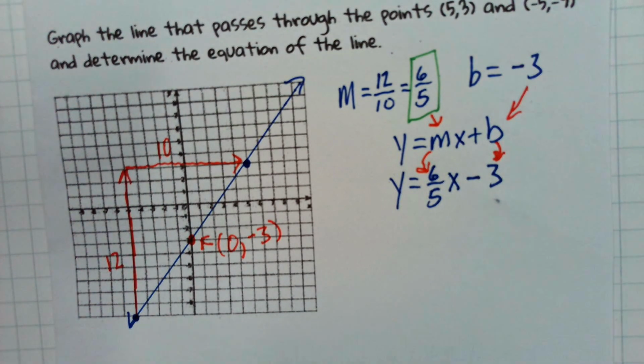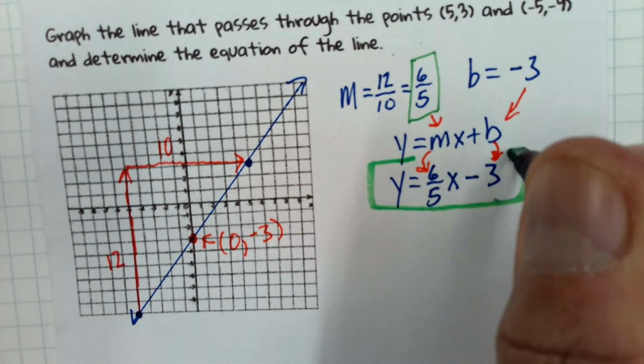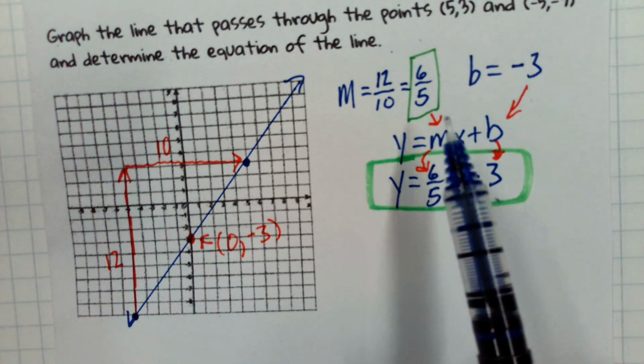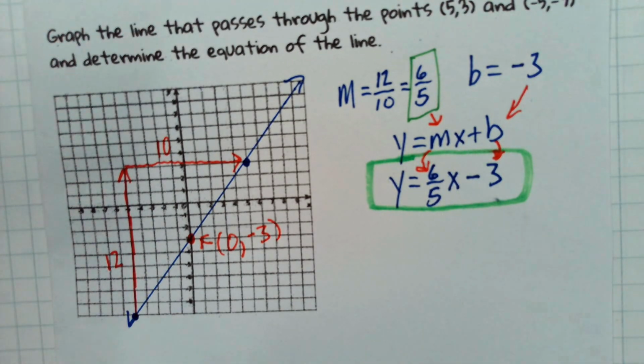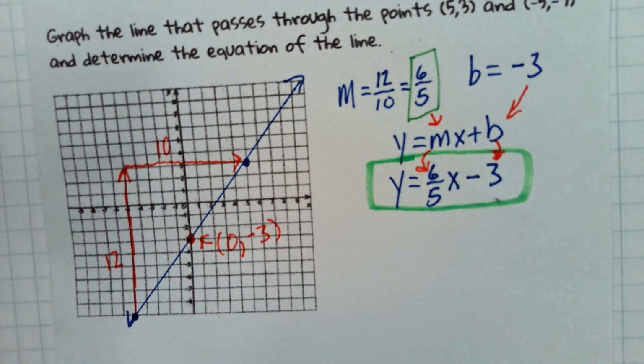And that will go a lot quicker. This one would have been a real mess. We would have had to distribute 6/5, not something I would have looked forward to. So if you can see where the line crosses the y-axis, it's a lot quicker. Okay, and we'll practice that today in the assignment.